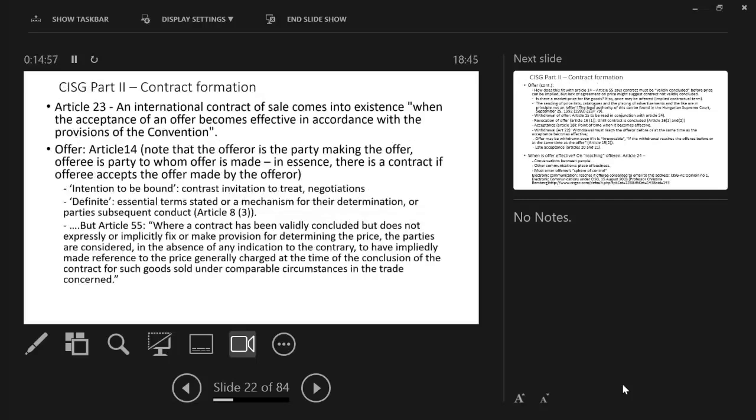Contract formation. Interesting, a convention that actually lays out contract formation. Article 23, an international contract of sale comes into existence when the acceptance of an offer becomes effective in accordance with the provisions of the convention. So acceptance, an offer is under Article 14, intention to be bound, definite, and essentially the offeree accepts the offer made by the offeror.